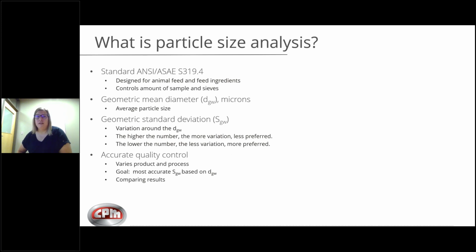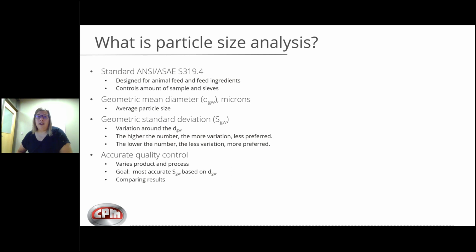And within this, the amount of sample in the sieves is described. So two definitions that are described within that standard, and also definitions that I'll be referring to throughout this presentation. First is the geometric mean diameter, which is given the units of microns. This is often referred to as the average particle size. And then the geometric standard deviation, which is the variation around that particle size.